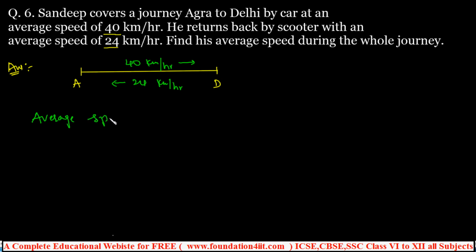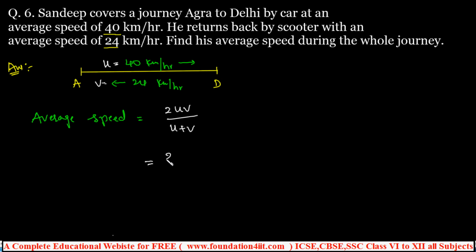So average speed. While it's going, let us take the speeds as u and v. The formula is 2uv by u plus v. This is the formula when the distance is the same. Until the distance is changed, we can apply this formula for finding the average speed.